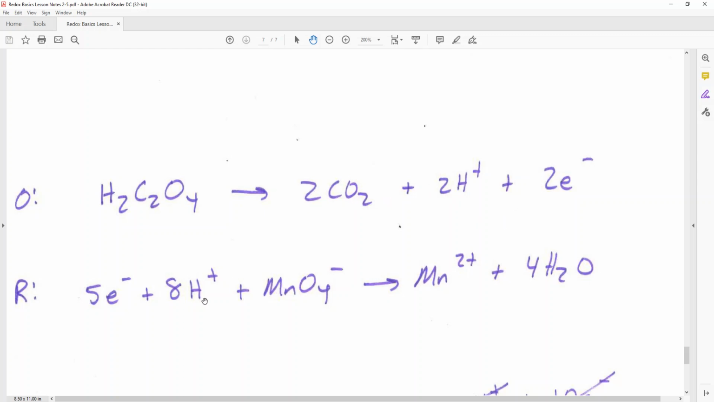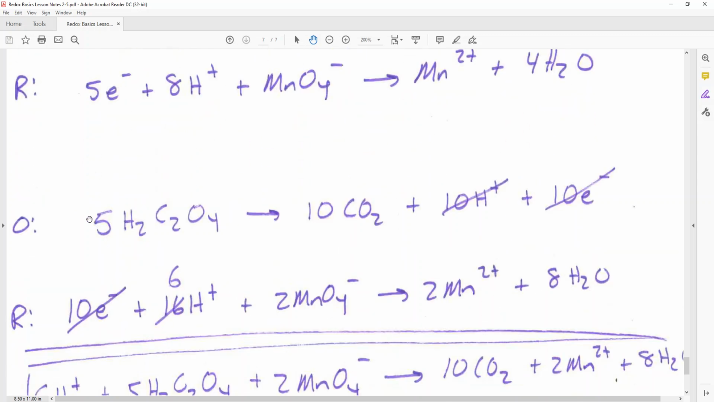And I would multiply this reaction by 2. If I multiplied this reaction by 2, it would be 10 electrons, 16 H pluses, 2 permanganates, 2 manganese, and 8 waters. So I'm going to multiply through by 5 here, and multiply through by 2 here. So here is my oxidation half reaction multiplied by 5, and here's my reduction reaction multiplied by 2.